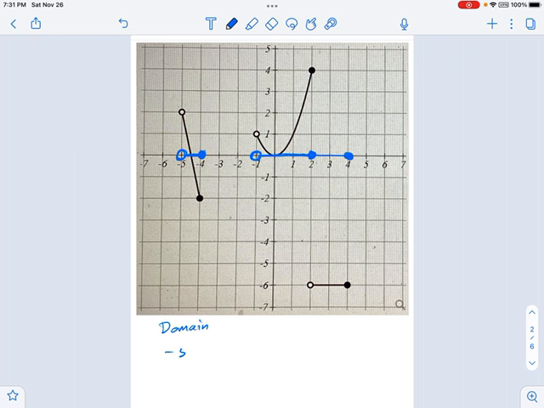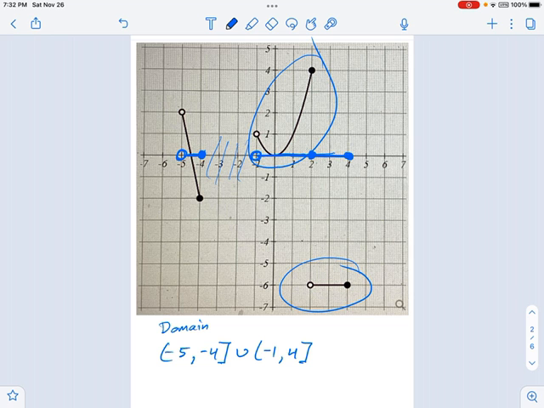Now I can say my domain goes from -5 with a parenthesis, because it's an open circle, to -4 with a bracket, because that's a closed dot. Union, because we have to skip over a whole bunch of stuff. This stuff we're skipping over. And then we get to -1, and we go all the way till 4. We do not stop at 2 to make another union symbol. We don't need to, because this is a continuous set of x values. There's no place on this line where we don't have an x value existing somewhere. Either it exists up here, or it exists down here, but it is somewhere. Okay, so there's your domain.